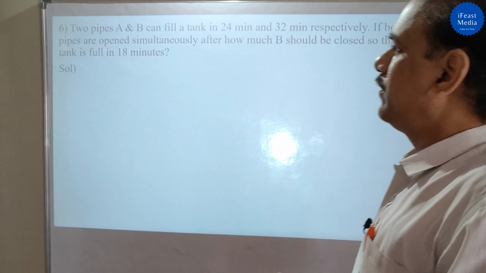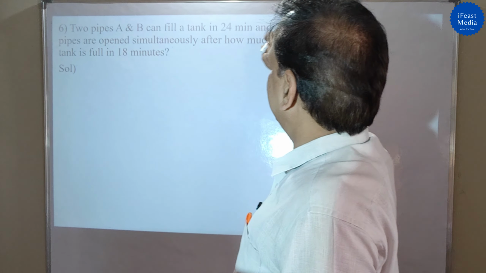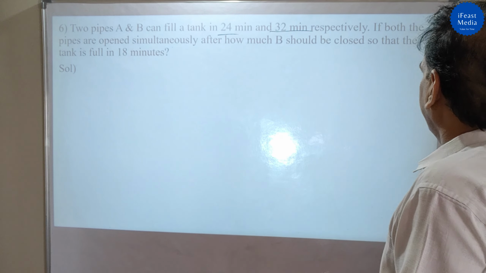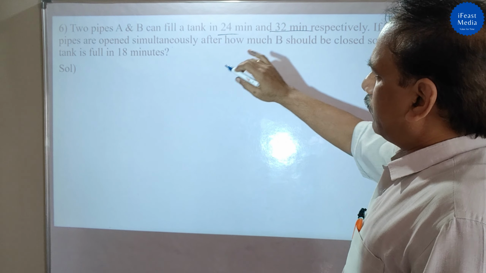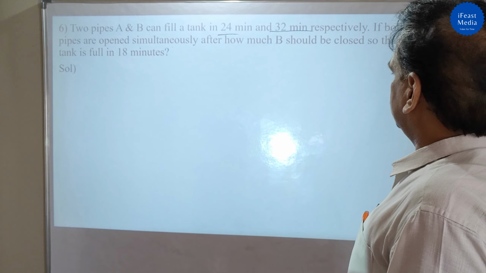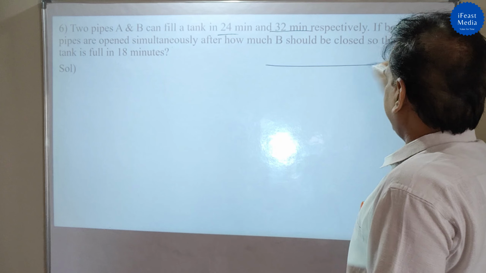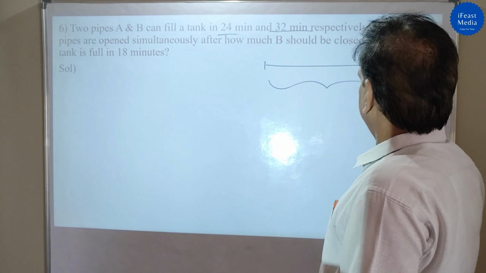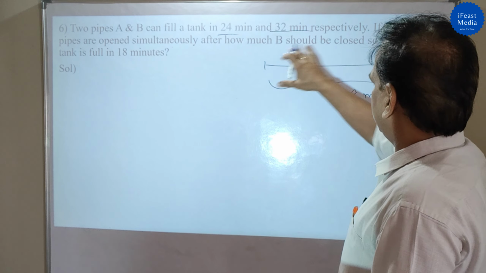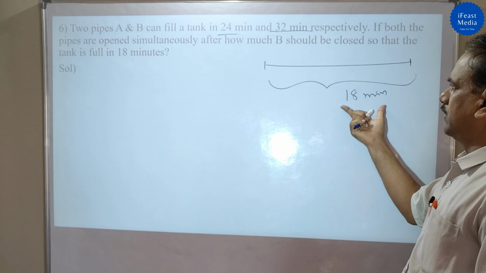Coming to the 6th problem: two pipes A and B can fill a tank in 24 minutes and 32 minutes respectively. If both the pipes are opened simultaneously, after how much time should B be closed so that the tank is full in 18 minutes? The entire tank is full in 18 minutes. The total capacity of the tank is 1, and that is filled in 18 minutes.